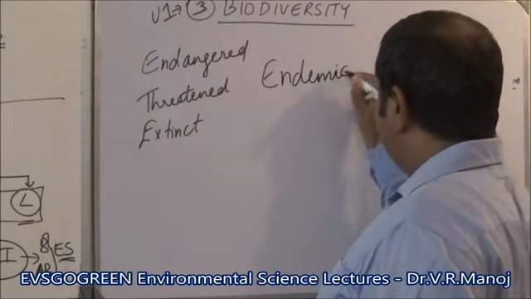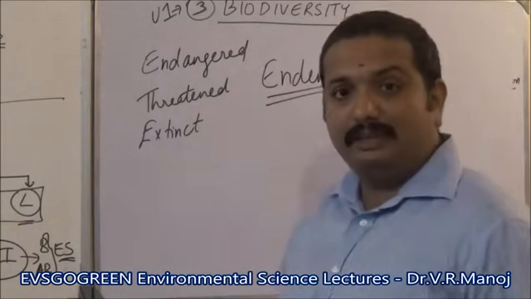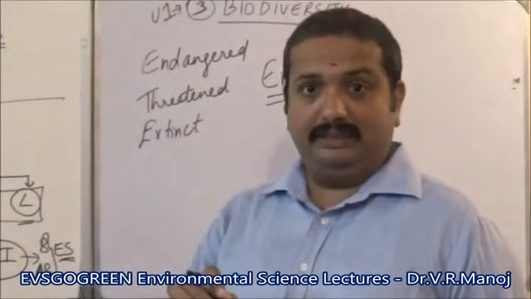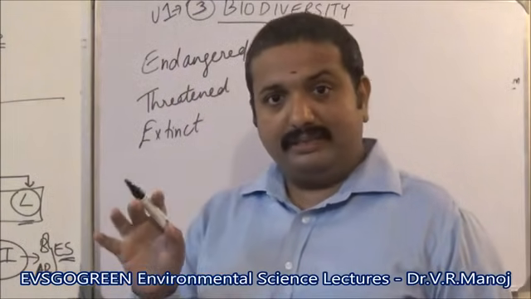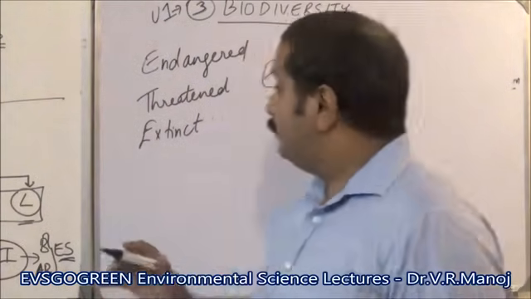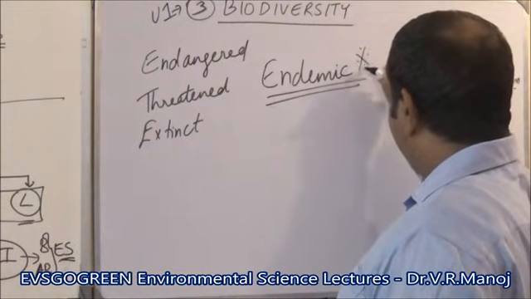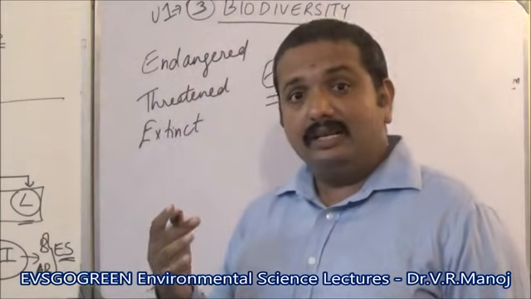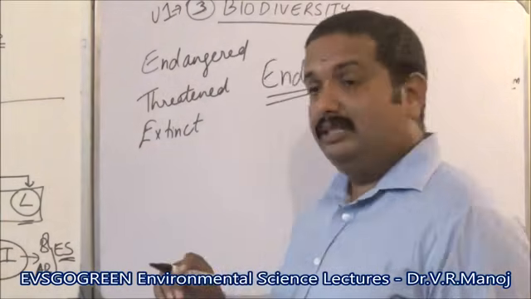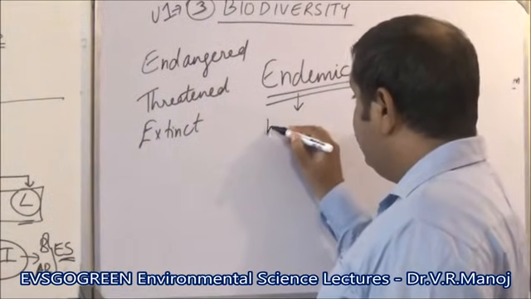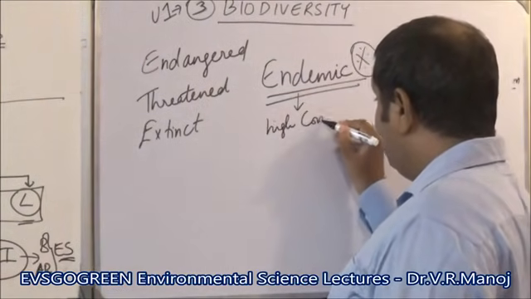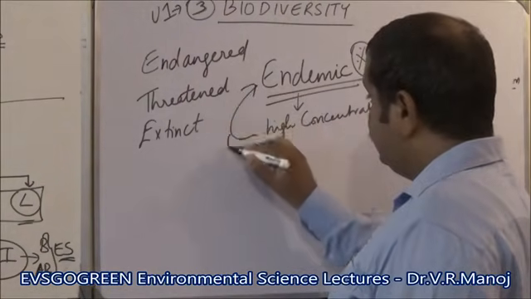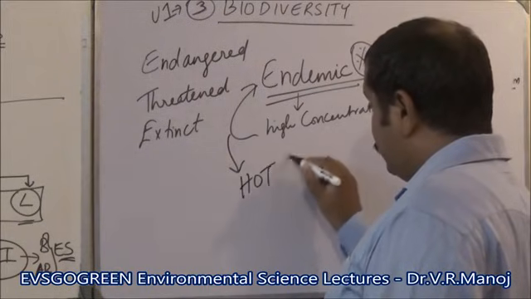But what is most important is the word endemic. It means that particular animal or that particular plant is found only in that particular place. It cannot be found anywhere else. Then it is called an endemic species. So that is the very, very important word. And there are certain regions on the earth which have a high concentration of endemic species. Those areas are called hotspots.